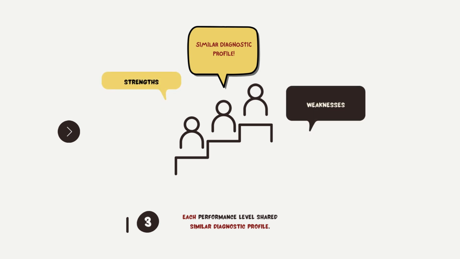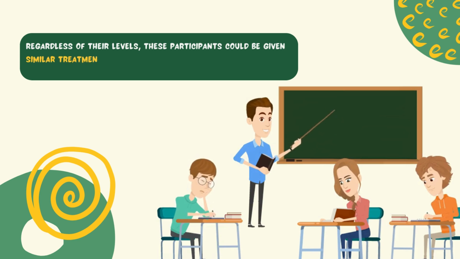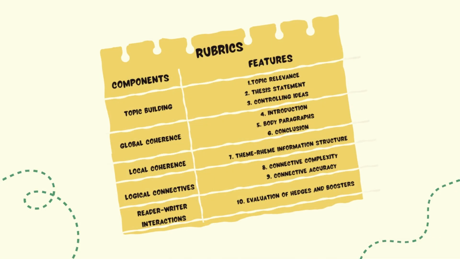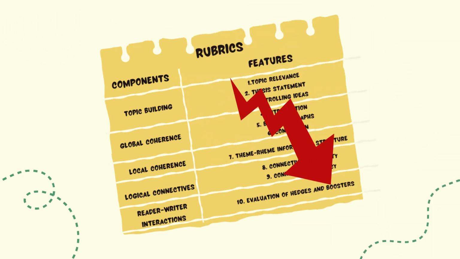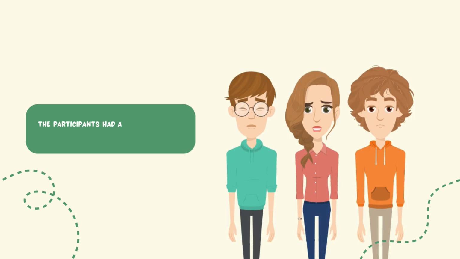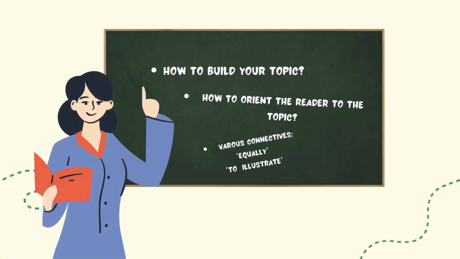It suggested that, regardless of their levels, these participants could be given similar treatments because their profiles of strengths and weaknesses were almost identical. Further, due to their generally low scores for almost all discourse features, it was safe to say that the participants had a general lack of discourse-level knowledge and skills. Therefore, there is an urgent need to provide instruction on all aspects of discourse in the L2 writing classroom to learners similar to the participants in this study.